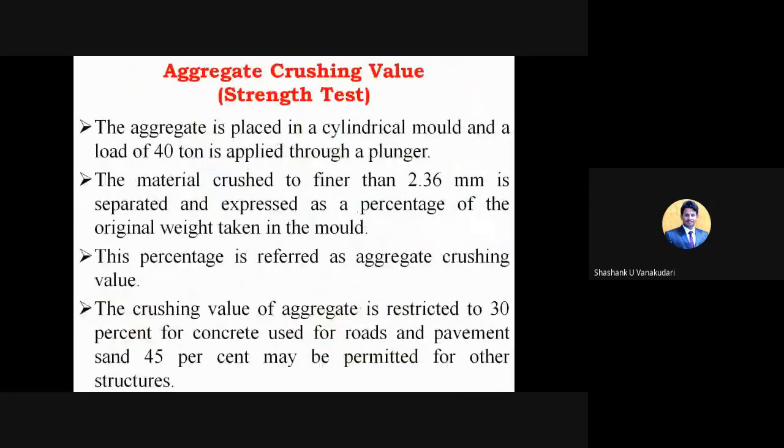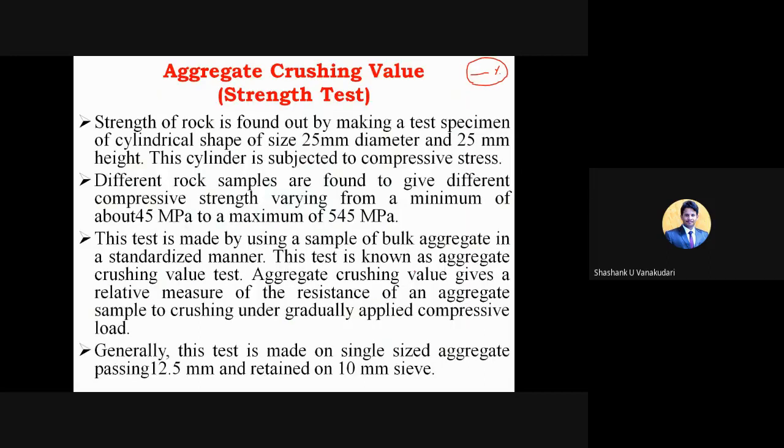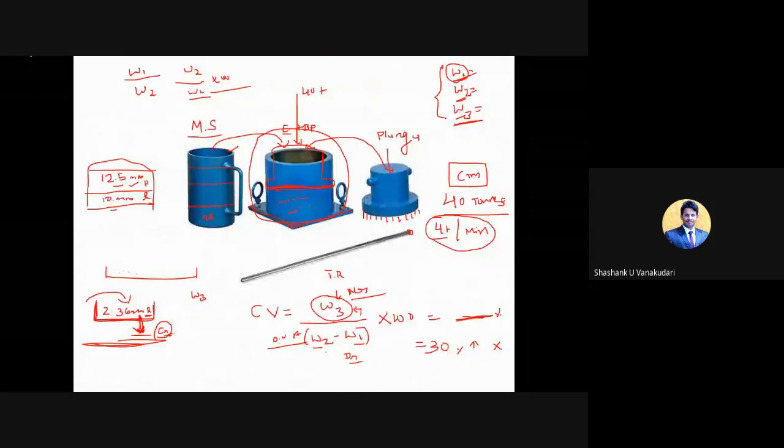Clear? You can consider this. So here the crushing value should not be more than 30%. If it is more than 30%, then we need to reject that aggregate sample. Clear? Because they are not fit for the constructions. Understand? So this is how we are going to conduct this crushing value test. The same procedure they have noted down in this part. Generally they are going to take the aggregates of 12.5 and 10 mm IS sieve. Here the same thing they have considered.